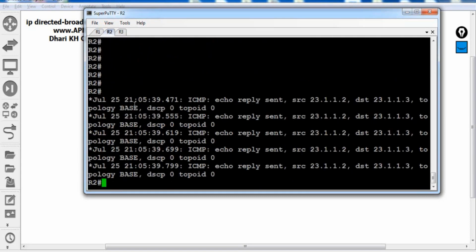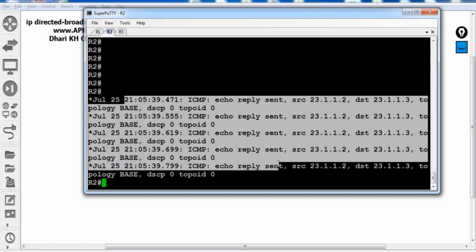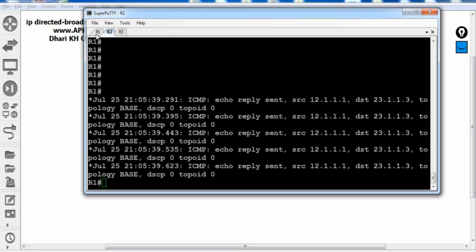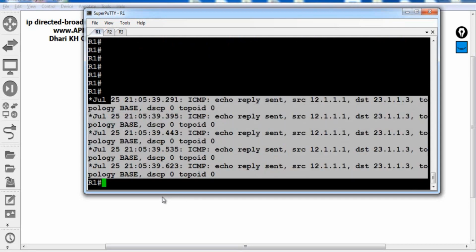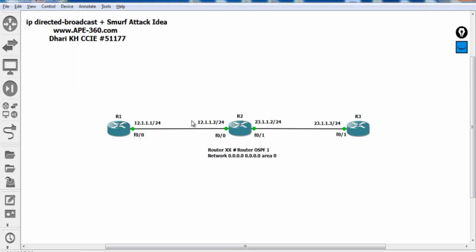Then you see router 2 already replies, and now router 1 also replies to the broadcast, contributing to the broadcast reply for this network.